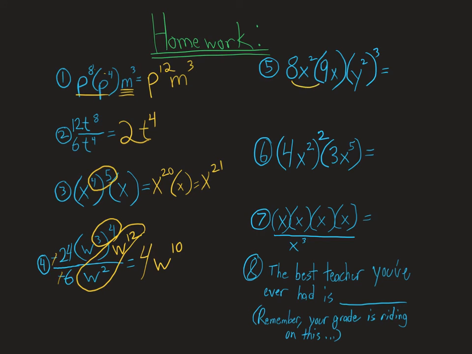All right, next one. 8 times 9 is 72. I've got 2 x's there and 1 more there for a total of 3 x's. And then last I've got this y, that's power to a power. 2 times 3 is 6. Y to the 6.